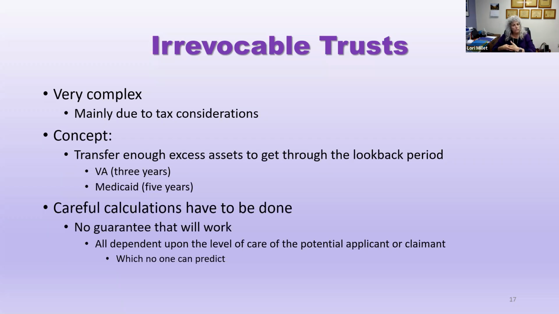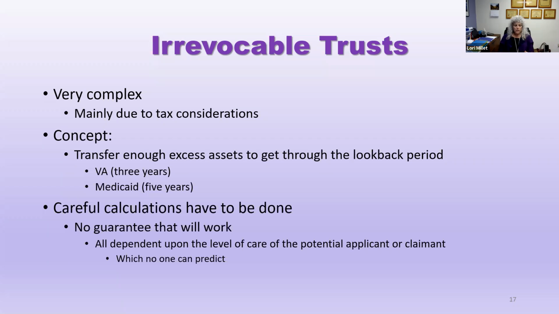And if you recall, for aid and attendance, it's a 3-year look back, and for Medicaid, it's a 5-year look back. Careful calculations have to be done in order to make sure that these trusts work the way they're supposed to, but the wild card in the whole plan is what the grantor's level of care is. And nobody can predict that.